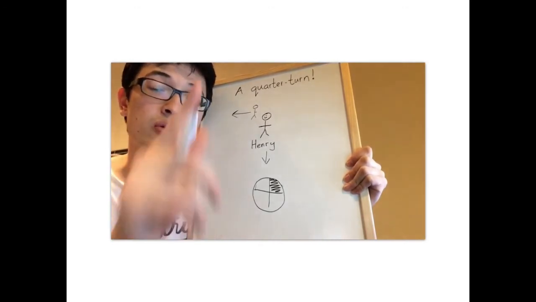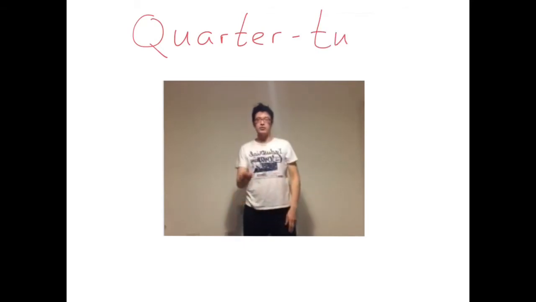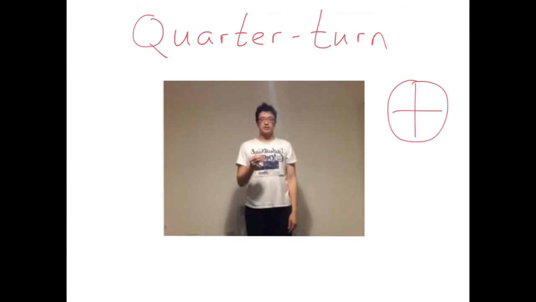Which should look also a bit like this. Number 3, making a quarter turn. Now this one's a bit tricky. So watch this very carefully. I'm facing this direction and I'm only going to make a quarter turn. So a quarter turn means I'm making a quarter of a circle.